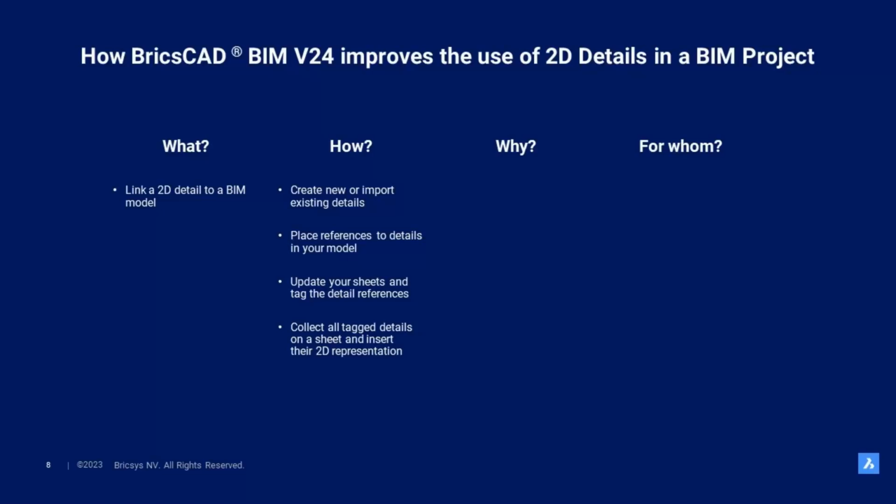Now you can place references to that detail in your BIM model. References are solids classified as BIM details. On your sheets, you can tag those detail references as any other entity. And then we can collect all tagged details and insert the 2D detail representation on your sheets.